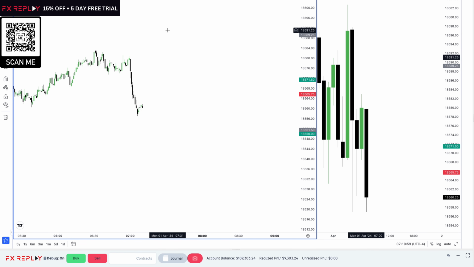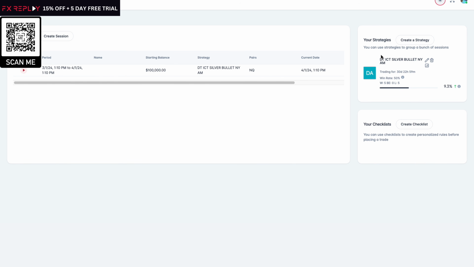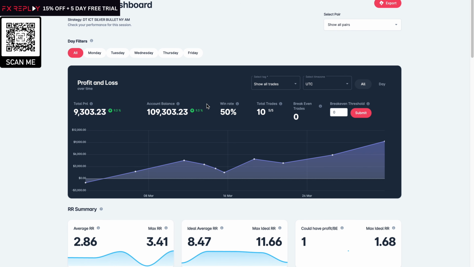So when you're done backtesting, you can go back to your dashboard to see your analytics of this backtesting session. So right here, you see your session, you see the strategy, we've traded it for 30 days, 50% win rate, and a 9.3% profit. Quite decent. Let's go to analytics. And here you can see on every day what your best day is. And you see also here an equity curve that's steadily growing.